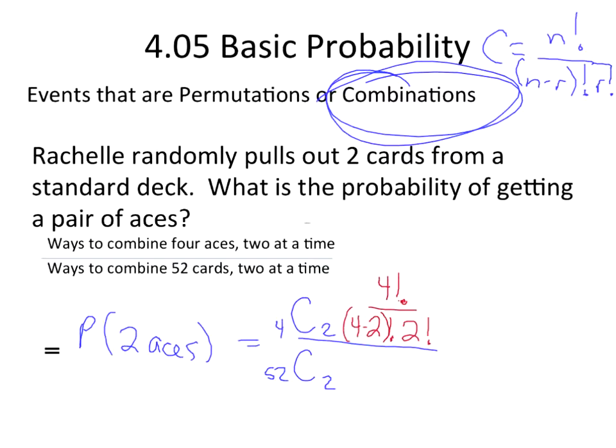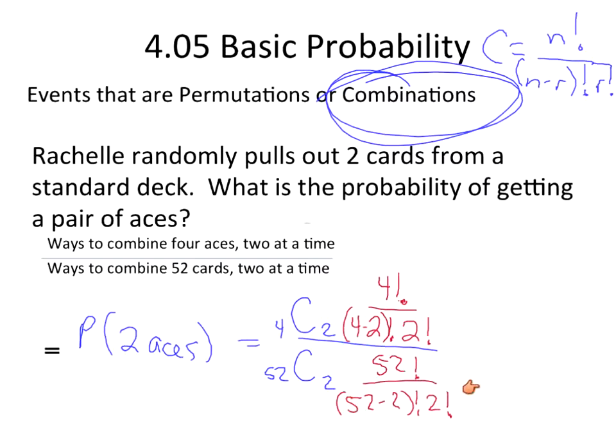And then on the bottom, we get 52 factorial divided by 52 minus 2 factorial times 2 factorial. And we practiced working these out last week, so please don't see 52 factorial and think, oh my goodness, I have to go 52 times 51 times 50 times 49. We don't have to do that, right? We learned a trick about the top and the bottom. Once they match, you can cross them off.